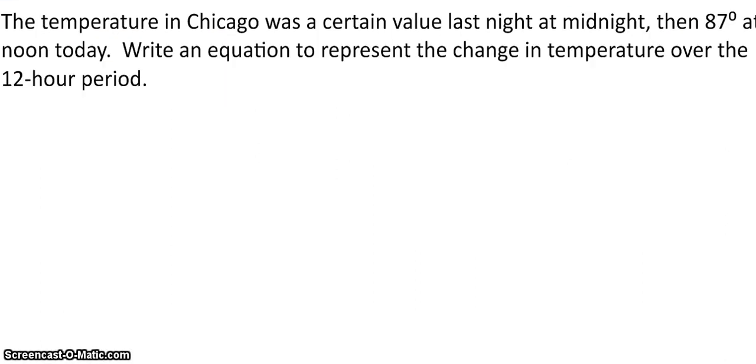All right, so a couple of applications of absolute value. If we think about a real-world situation, the temperature in Chicago was a certain value last night at midnight, then 87 degrees at noon today. Write an equation to represent the change in temperature over a 12-hour period. So first of all, we're looking to write an equation, which means I know I'm going to need an equals sign. We are talking about a certain value, but we don't know what that certain value is. And so when we have an unknown in mathematics, we're going to call that certain value x.